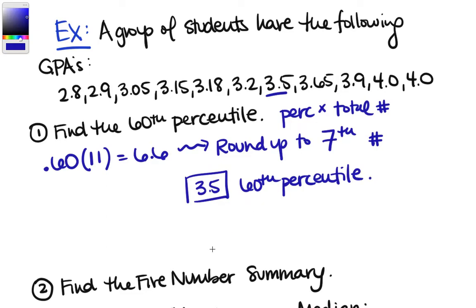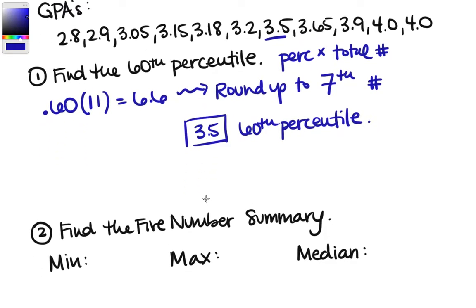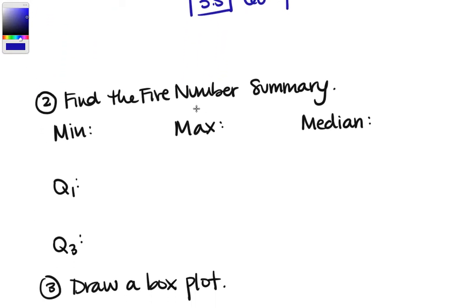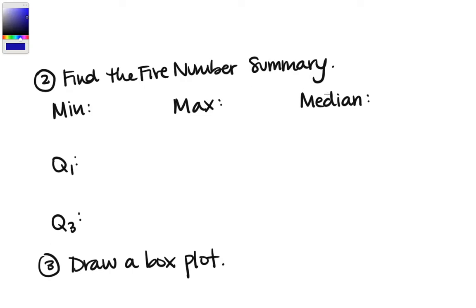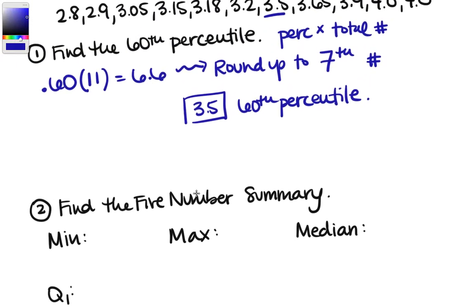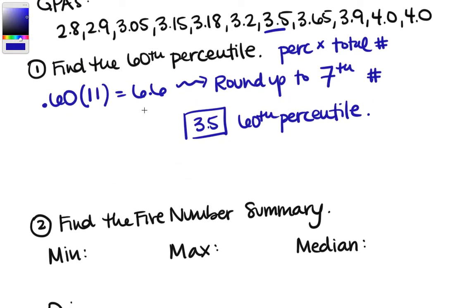All right. Now what we want to do is find the 5-number summary. So let's remember our 5-number summary is min, max, median, and the first and third quartiles. Min, max, and median are not bad. Let's look at our list of data. Minimum is the smallest, that's 2.8. Max is the largest, which is 4.0.